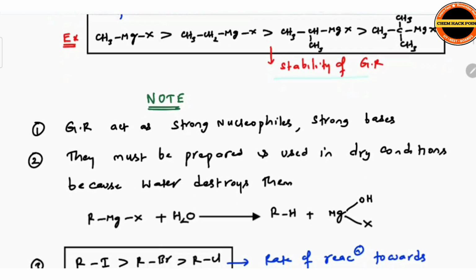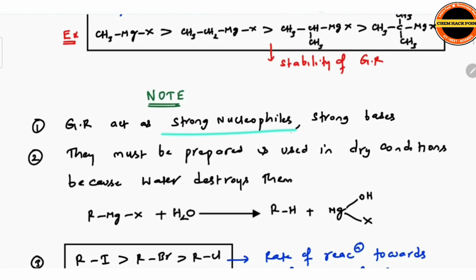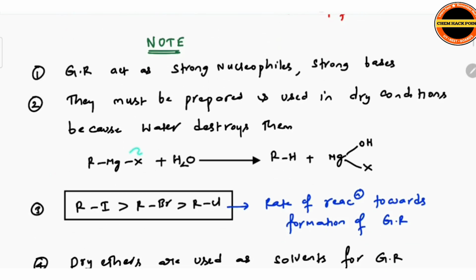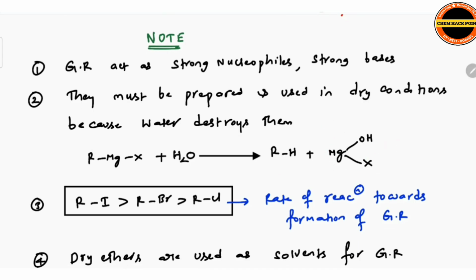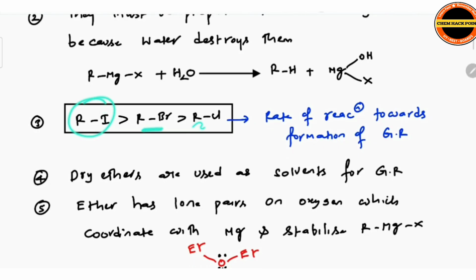Grignard reagent acts as a strong nucleophile as well as a strong base. They must be prepared and used in dry conditions because water destroys them. If any moisture is present, RMgX reacts with H2S, H2O to form a hydrocarbon and other compounds, destroying the Grignard reagent. So you have to use dry conditions. RI, RBr, RCl: in the rate of reaction towards formation of Grignard reagent, RI is the most reactive.